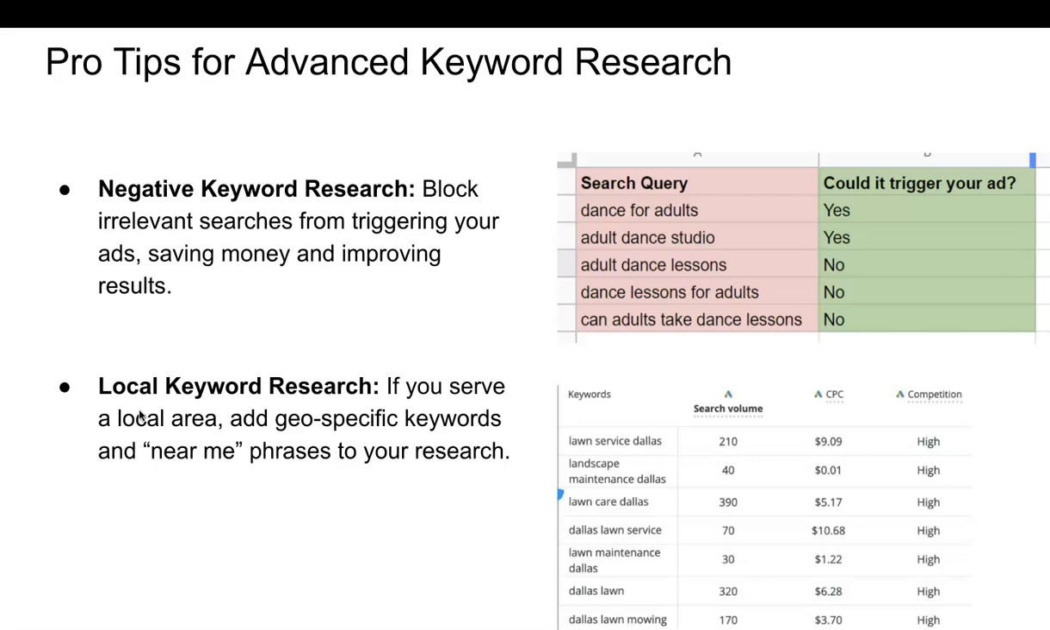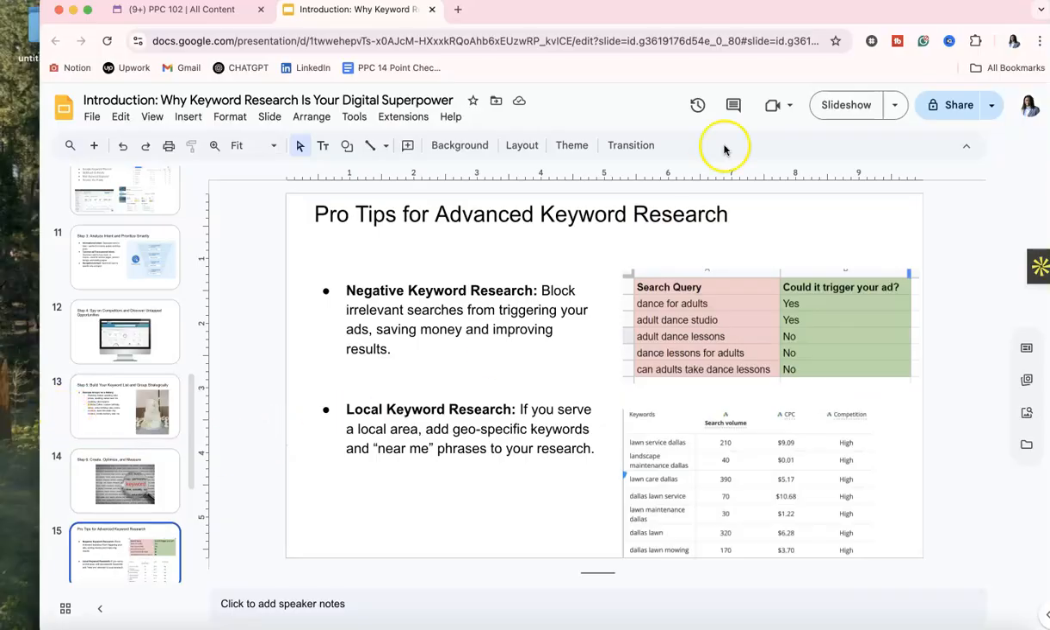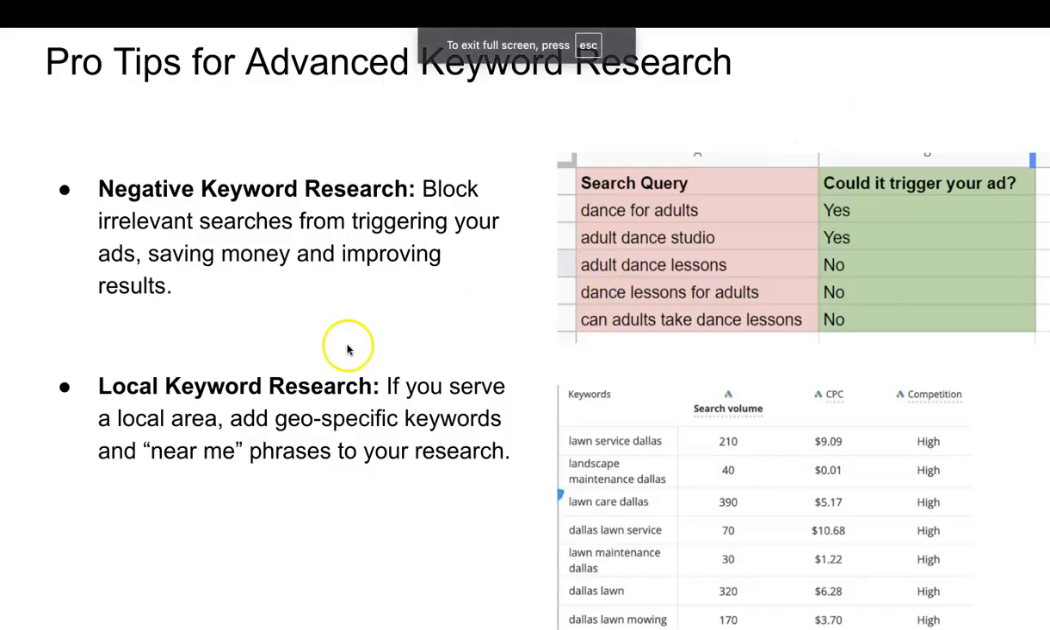Okay, next, you want some pro tips. I have a couple more minutes. Okay, pro tips. We have negative keywords. Negative keywords can block irrelevant searches from triggering your ads, saving money and improving your results. We also have local keyword research. So if you serve a local area, you can add geo-specific keywords and near me phrases to your research.